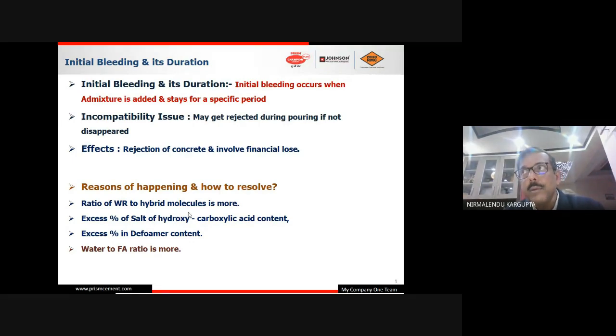तो this is admixture recipe formulator's work. They need to go. एडमिक्सचर फॉर्मुलेशन के ऊपर incompatibility issue 50% डिपेंड करता है. 30% डिजाइन मिक्स के ऊपर डिपेंड करेगा. 20% प्लांट एंड ऑपरेशन एक्टिविटीज के ऊपर डिपेंड करेंगे. So ratio of excess of sodium, आपने सोडियम ग्लूकोनेट ज्यादा डाल दिया, इनिशियल ब्लीडिंग हो सकता है.